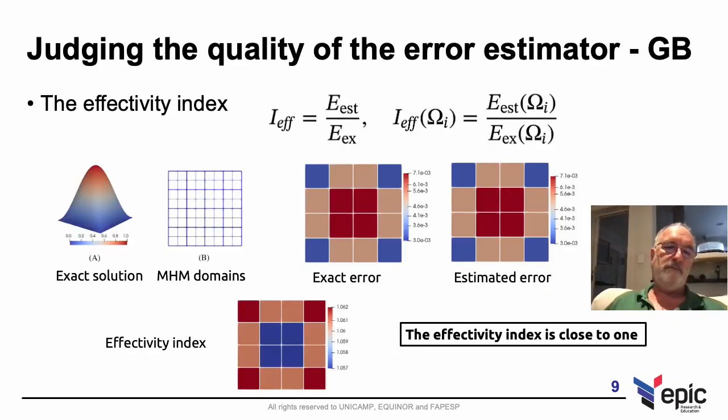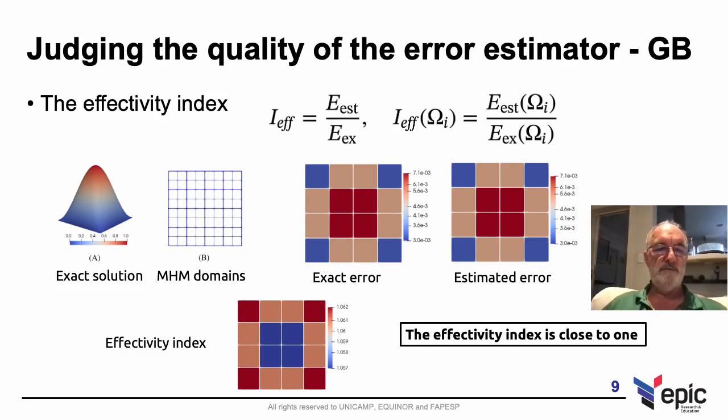One way of computing the quality of the error estimation is to compute an effectivity index. The effectivity index is the ratio between the estimated error and the exact error for each subdomain in this case. So here we take a very smooth solution.